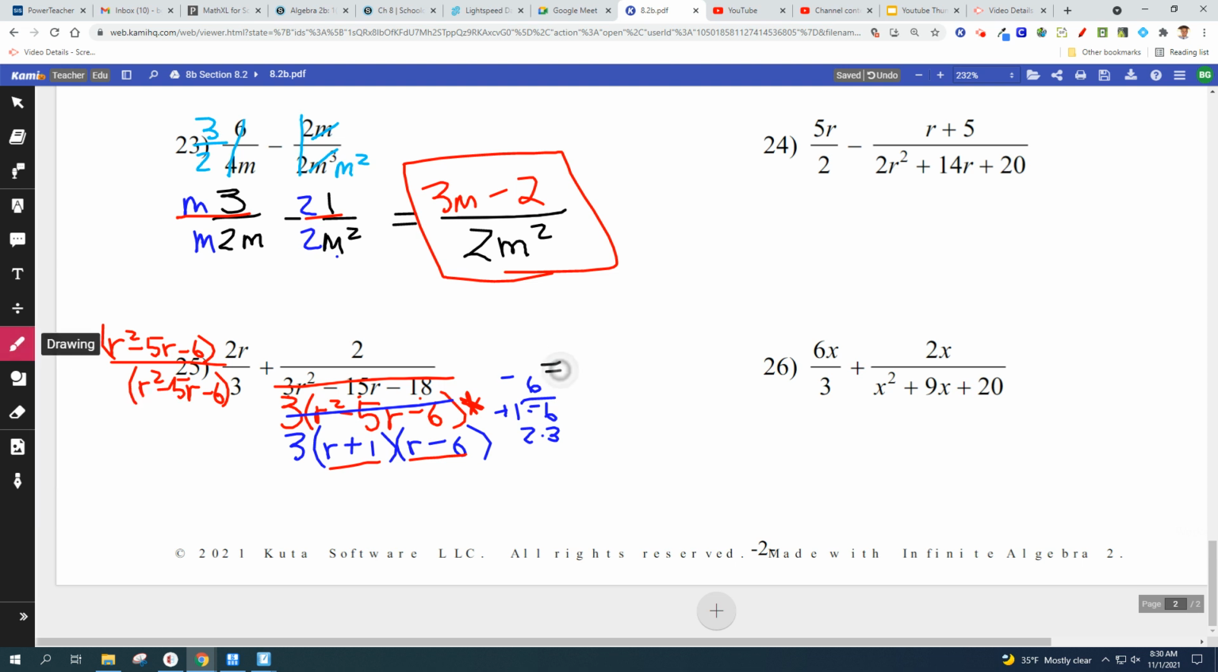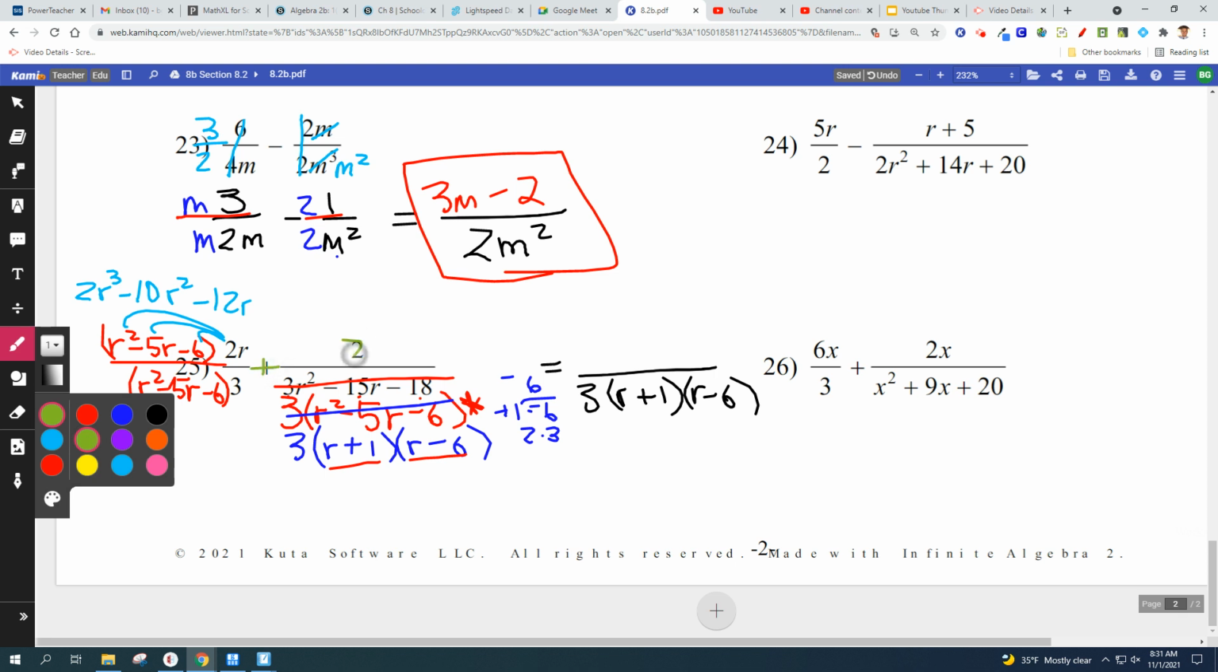So I know that common denominator is 3 times r, well, I guess let's just leave it as the factored form. That way, if anything needs canceled later, we're all ready to go. There's a 3, and there's an r plus 1, and there's an r minus 6. So then let's distribute right here. We'd have 2r cubed minus 10r squared minus 12r. And then don't forget, you're going to have the plus 2. So I'm looking at 2r cubed minus 10r squared minus 12r plus 2.